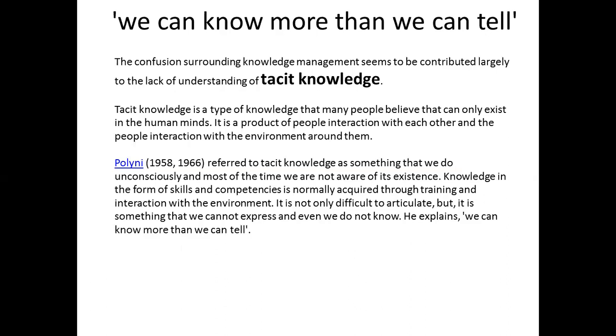So here the second paragraph says, tacit knowledge is a type of knowledge that many people believe can only exist in the human mind. Tacit knowledge exists only in people's minds, in their brain. It's a product of people's interaction with each other and people's interaction with the environment. I mentioned the environment around them. It's a product of people's interaction with each other.